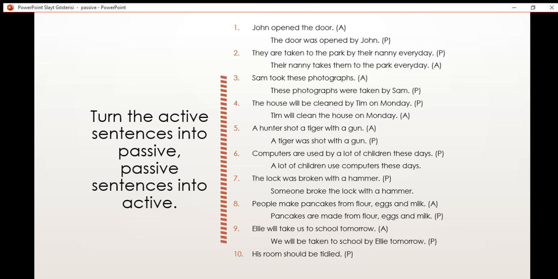His room should be tidied. He should tidy his room. Or someone should tidy his room, but probably this sentence comes from an older person in the family, and, his room should be tidied. Who should tidy his room? He should tidy his room. That's why I wrote he, but it can be a different person, of course.